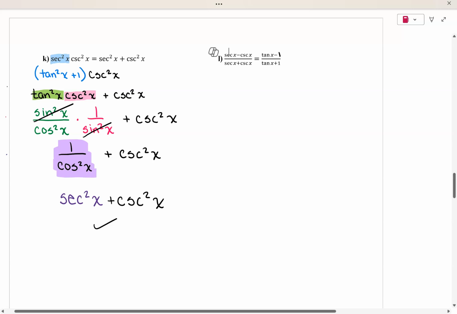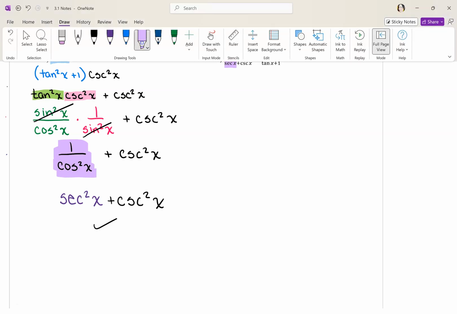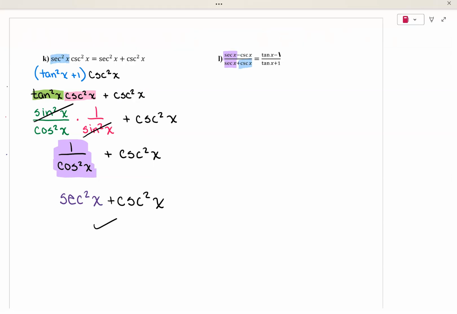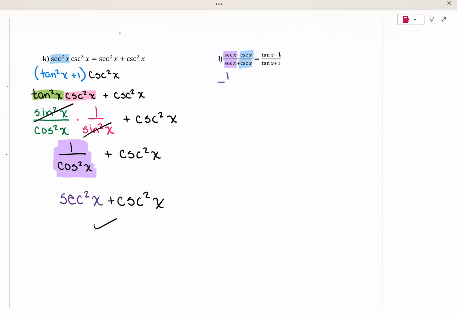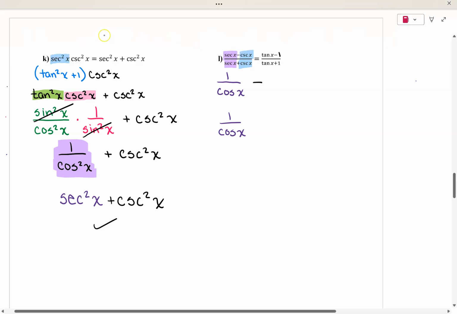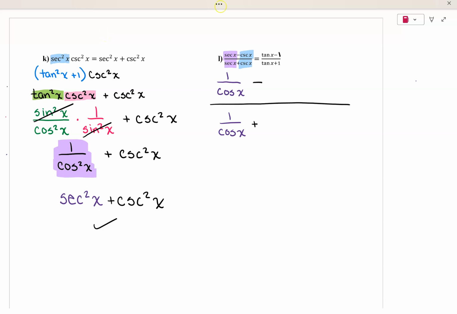So here we go. We're going to change those secants. And we're going to change the cosecants. So we're going to have 1 over cosine of x. And then while I have my same color, I'm going to go ahead and write it. We know that this one's going to be minus, this one's going to be plus. There's my fraction bar. And we're going to change this to 1 over sine. 1 over sine. Made that a little too long.